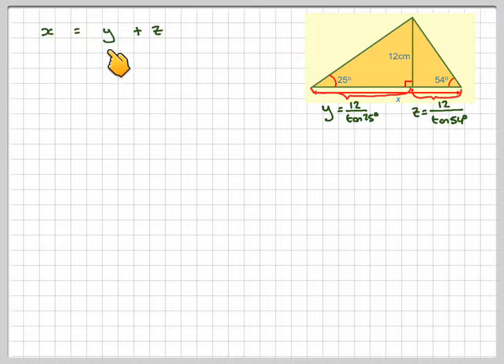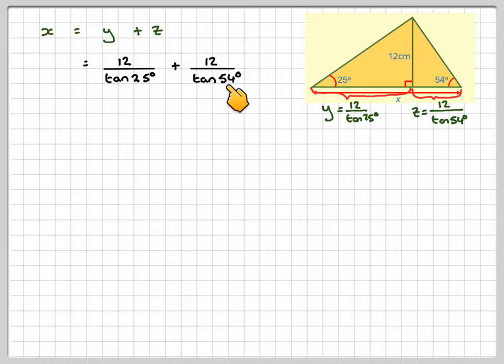And so x is y plus z, so that's going to be 12 over tan 25 plus 12 over tan 54. Right, now this is the stage where you get your calculator out and make sure that you've got the little D in your screen because we're going to be using degrees. And we make good use of the fraction button.